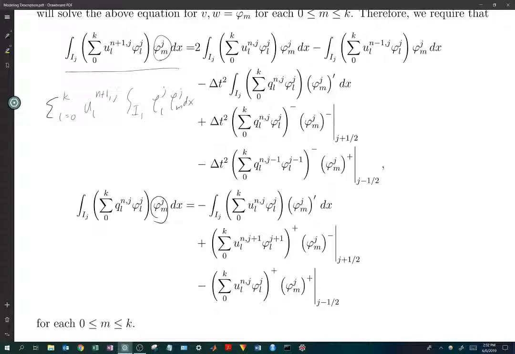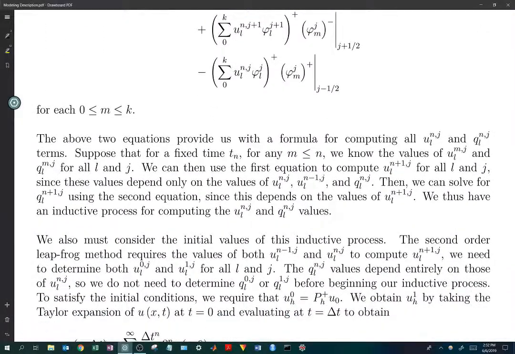So what you can do is, suppose that for a fixed time Tn, for any m less than or equal to n, we know the values of ul mj and ql mj for all l and j. Then you use the first equation to compute ul n plus 1j for all l and j. And then you solve for ql n plus 1j using all of the ul n plus 1j's which you have already computed. So now we have an inductive process. If you know all of the ul nj's and ql nj's for a certain n, then you can get them for n plus 1. And now you set up an inductive process. So that's the inductive step.